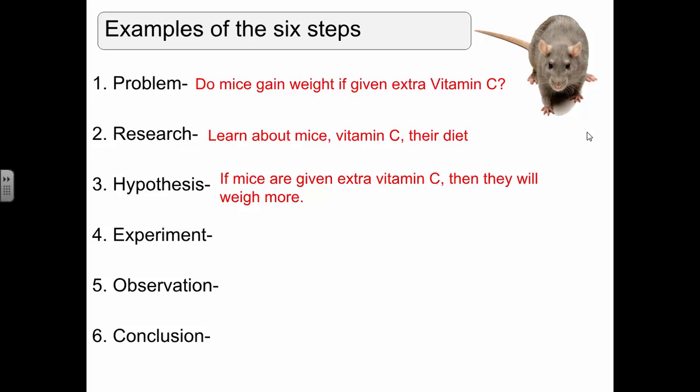Yeah, so you're right. We need a control group. Can't just have one mouse or one group of mice and give them extra vitamin C. We need a control group. Okay, so now we're getting there. So we have two groups of mice. Like Ashley said, one's getting just normal mouse food, the other's getting the normal mouse food and some extra vitamin C. What else do I have to be sure of with my two groups of mice?